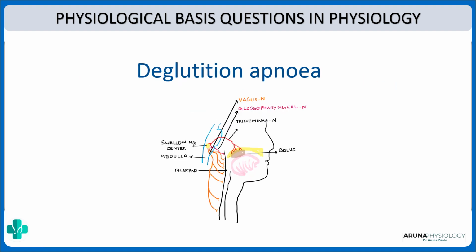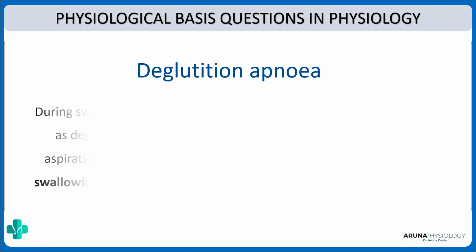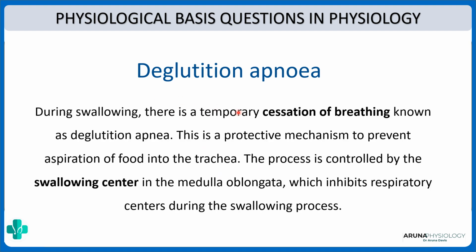The first question that is very important is deglutition apnea. What is deglutition apnea and what is the physiological basis behind that? We know that during swallowing, temporarily during the deglutition reflex, respiration is stopped. That is called deglutition apnea. This is because the swallowing center, which is the main center required for swallowing, inhibits the respiratory center. So during swallowing, there is a temporary cessation of breathing known as deglutition apnea.